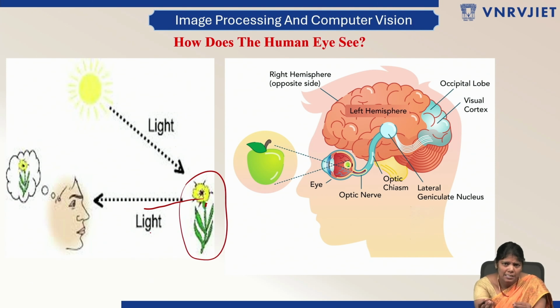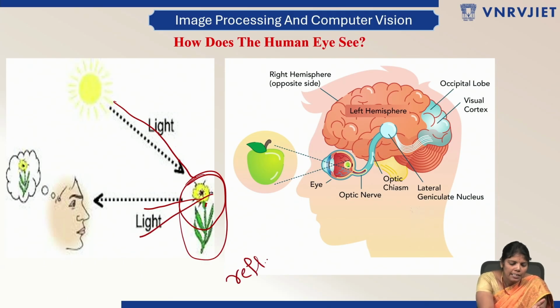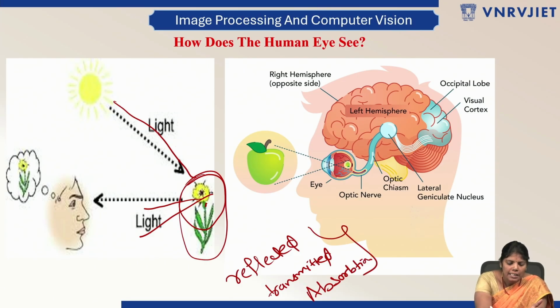The object will reflect some rays, because of light. What is the property of light here? Light will travel, and when it hits the object, what will happen? That object will absorb the light, or it may be reflected, or it may be transmitted. These are the three cases that happen with the light. So it will be either reflected, or transmitted, or absorbed. These are the three properties of light.